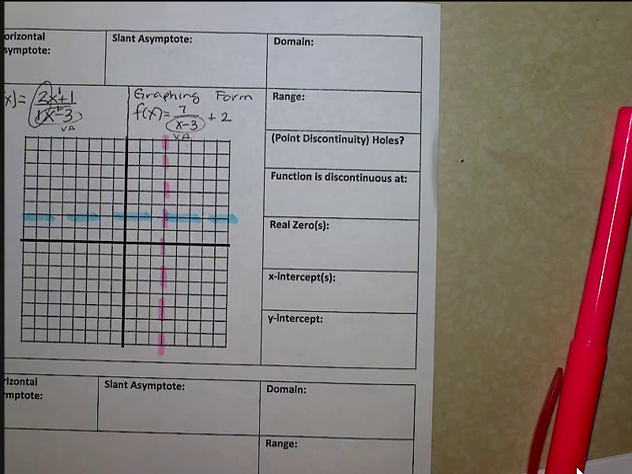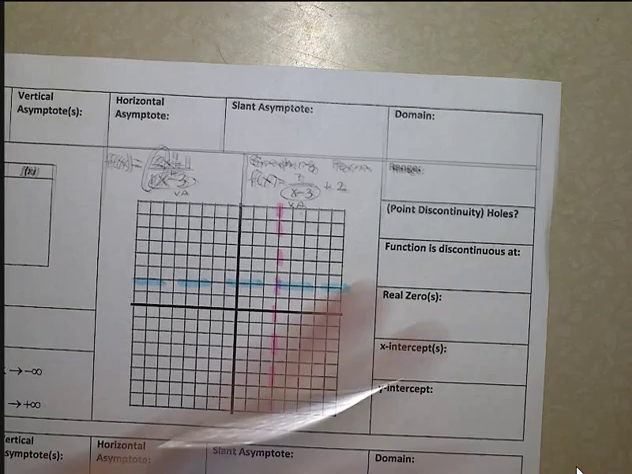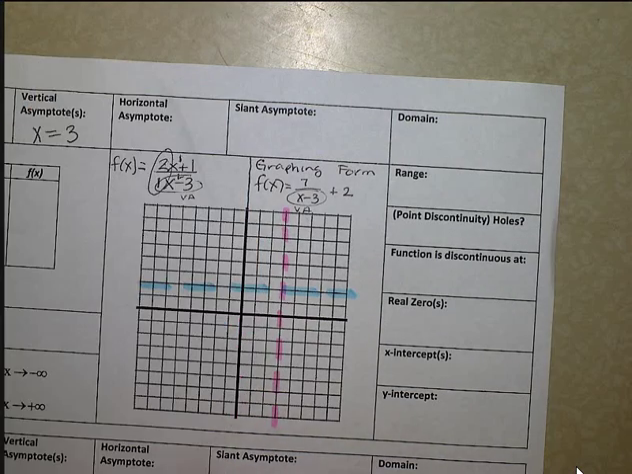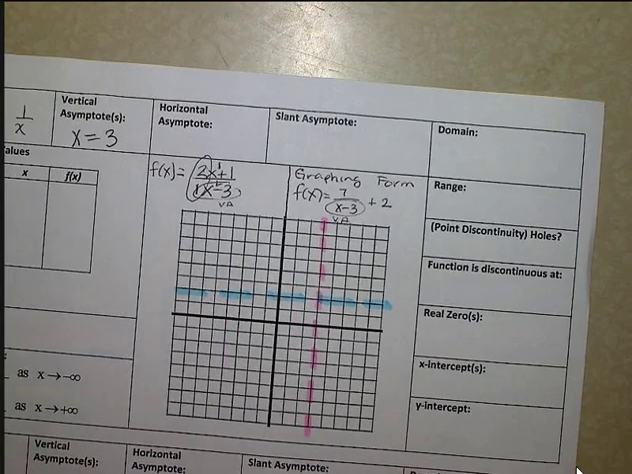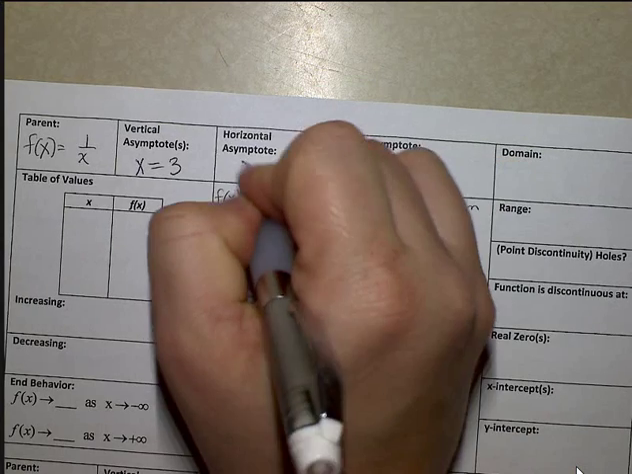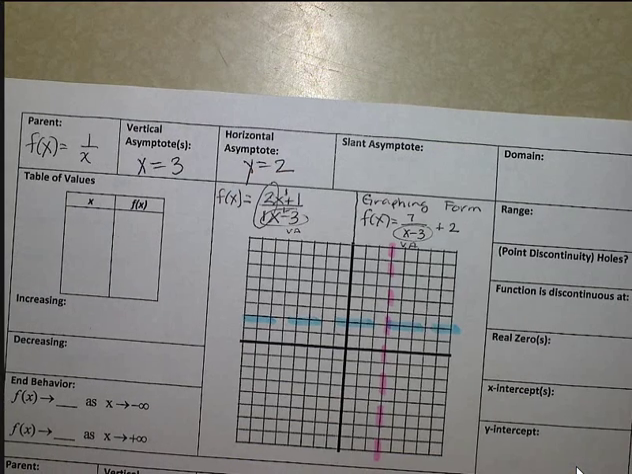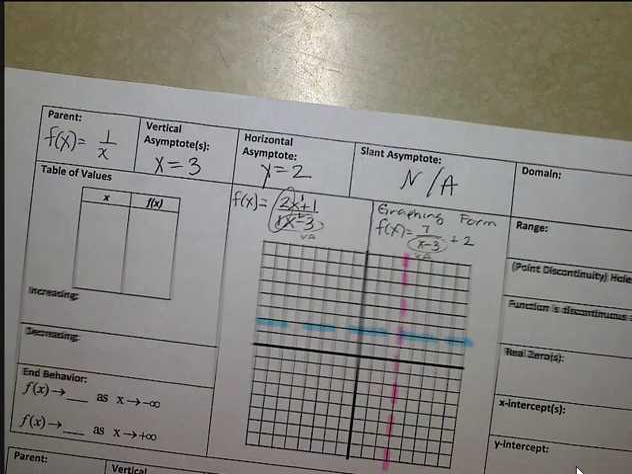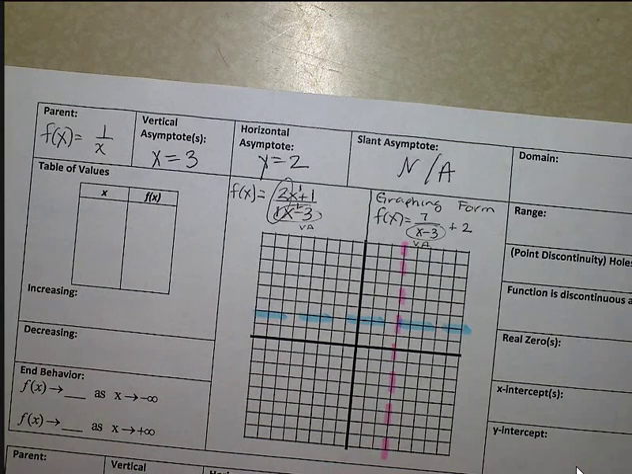All right, so the next thing we're going to do is come up to the very top and put in our asymptotes. So vertical asymptote was x equals 3. You cannot just write 3. X equals 3. Horizontal asymptote is y equals 2. There is no slant asymptote. You'll figure out how to do that on Thursday, but there is no slant asymptote with this problem.